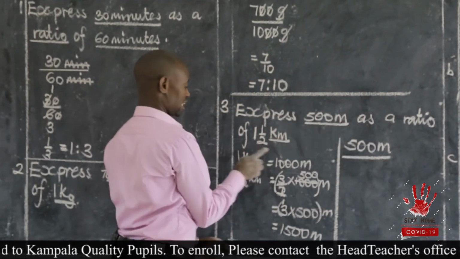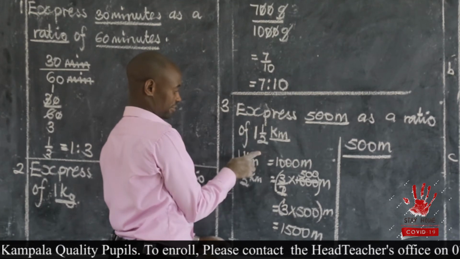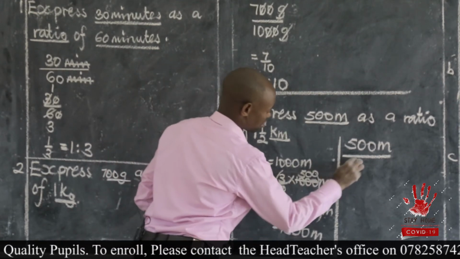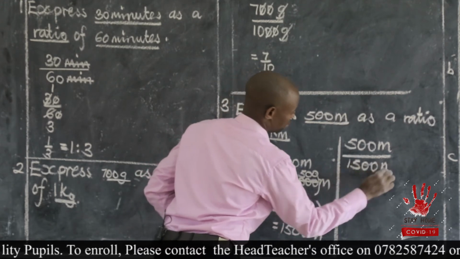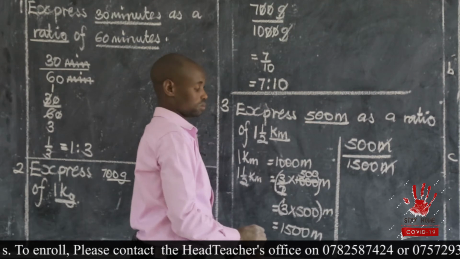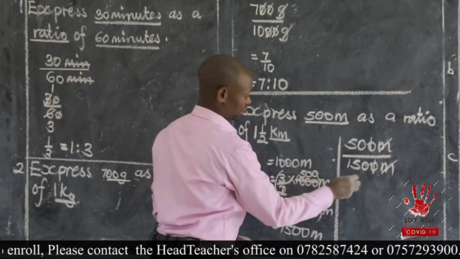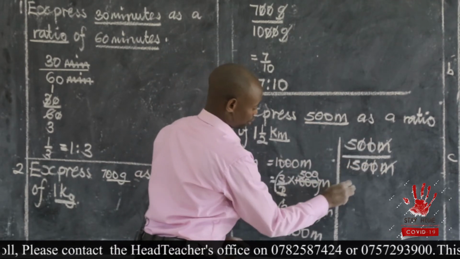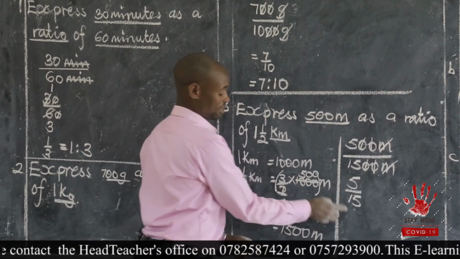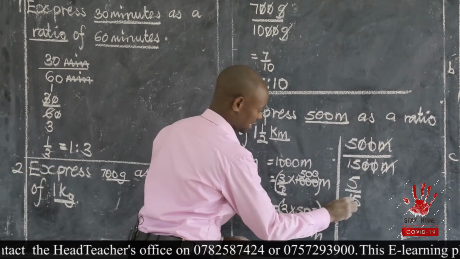We are expressing it as a ratio of 1.5 kilometers. And 1.5 kilometers has given us 1,500 meters. Meters divided by meters, they will cancel. This 0 will go with this. This one with that. So I have remained with 5 out of 15. Do I have a common factor here? Yes. Which factor is that one?